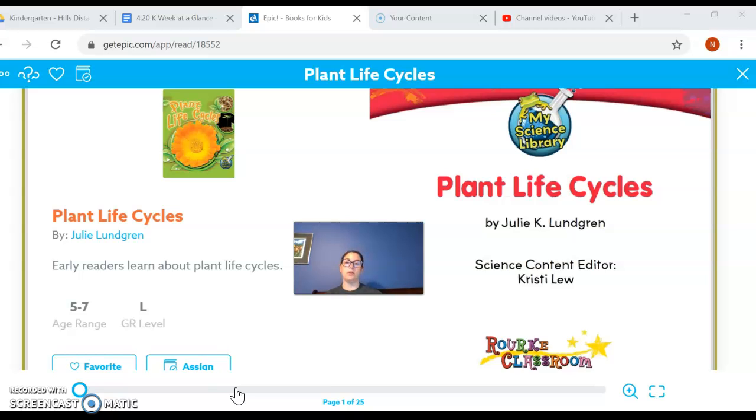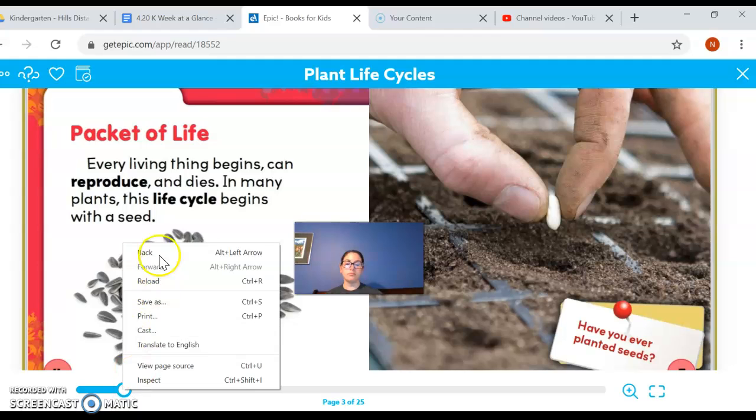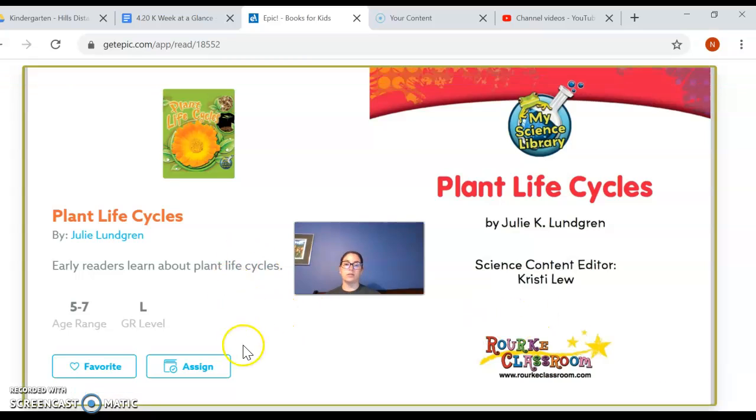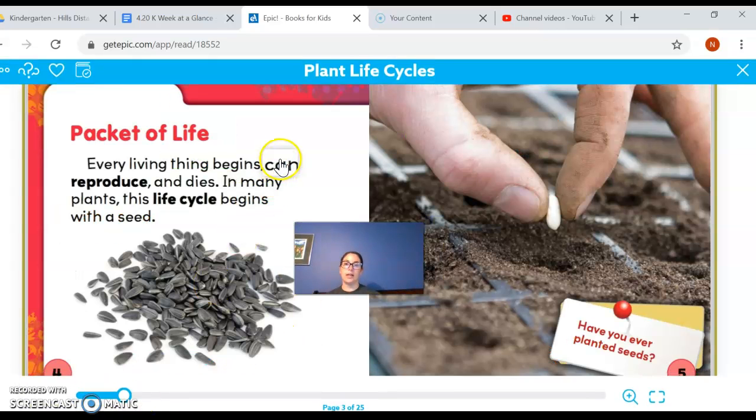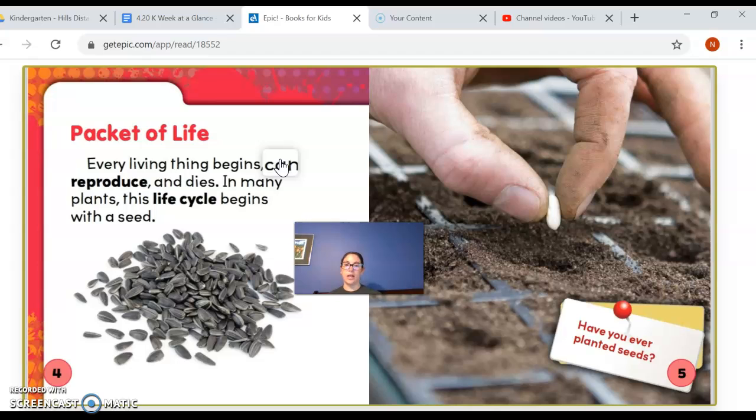So for example, here, every living thing begins, can reproduce. So can, we know, is a sight word. So let me get rid of that. Can is a sight word. So I would write the word can on a piece of paper, and then I would say, oh, so another way to use can is to say, I can jump high. And that's what you're going to do today.